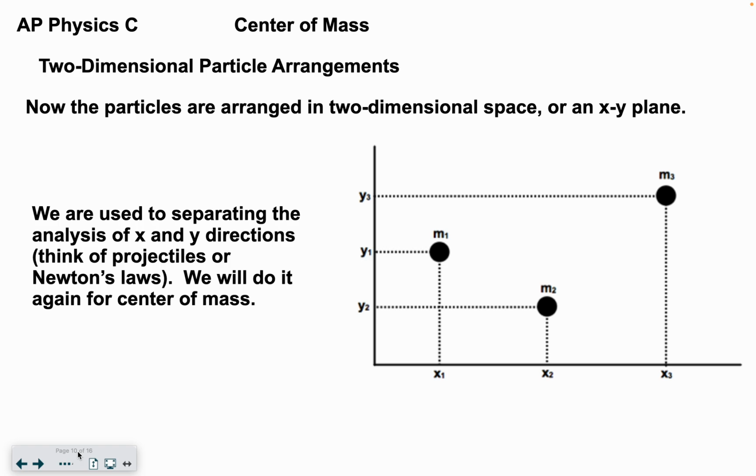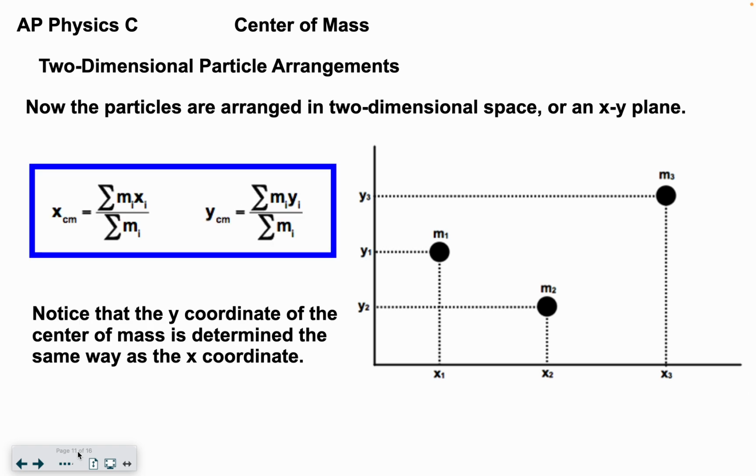Now, if we have a two-dimensional space or an XY plane, we are familiar with separating the analysis of X and Y directions. Think of analyzing projectile motion or sigma Fx and sigma Fy. We're going to do this again for the location of the center of mass. We can see that M1 is located at, if we were to list its location as a coordinate pair, x1, y1. M2 is at x2, y2. M3 is at x3, y3.